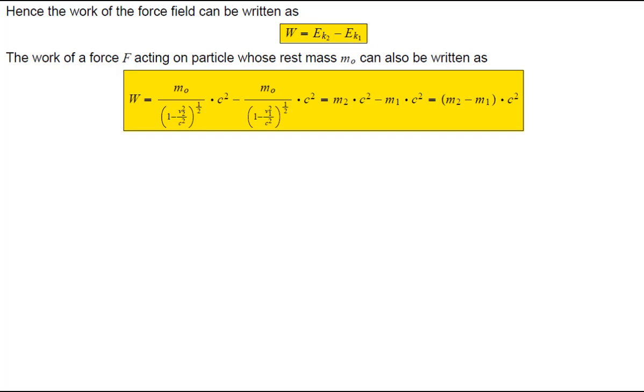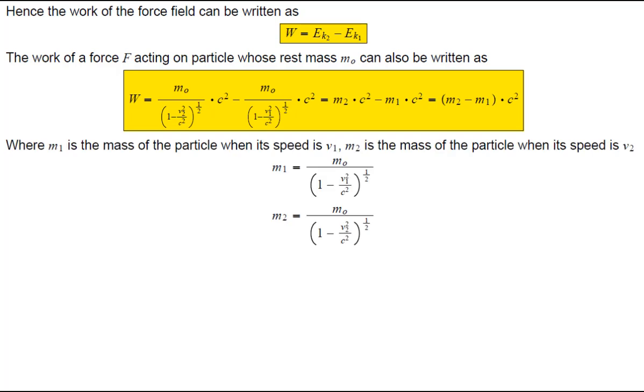The work of a force F acting on a particle whose rest mass is m0 can also be written as, where m1 is the mass of the particle when its speed is v1, and m2 is the mass of the particle when its speed is v2.